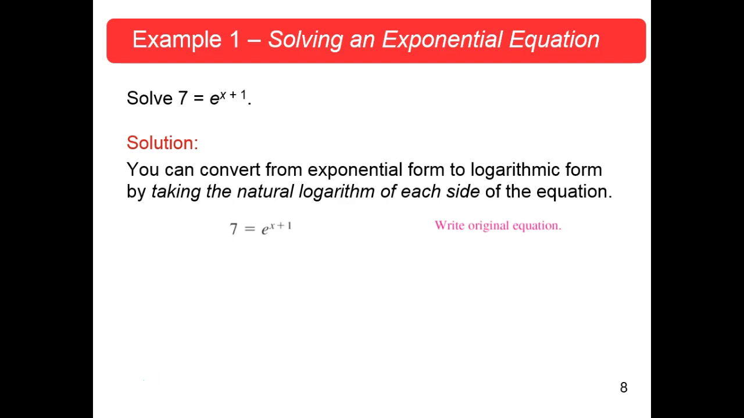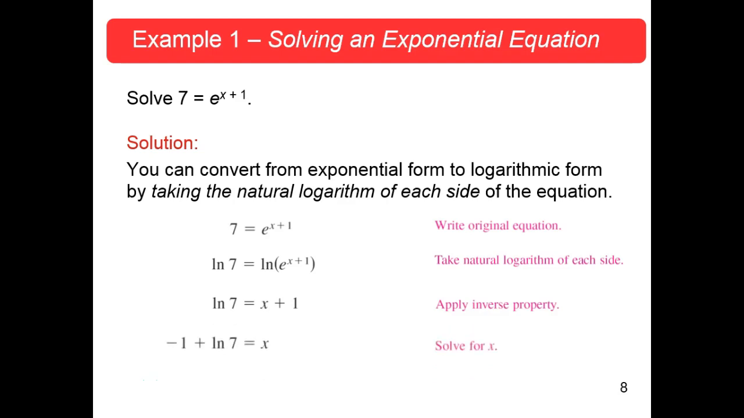You can convert from exponential form to logarithmic form by taking the natural log on each side of the equation, and that would be log 7 is equal to that, so that's exactly what we got. Log 7 is equal to x plus 1. Subtract 1 from both sides. X equals log 7 minus 1. And you can fill that in, calculate, see what it comes up to, 0.946.